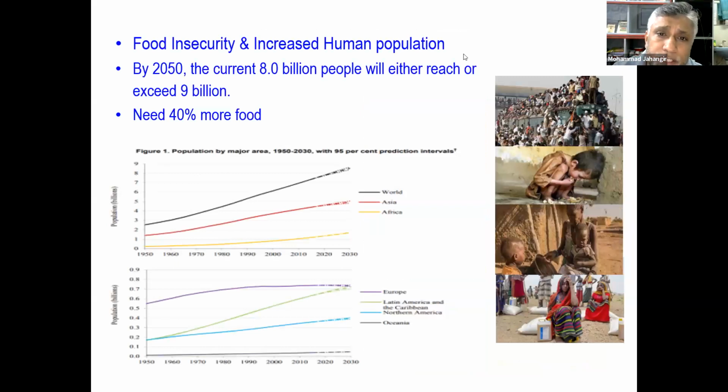If we think globally, food insecurity is rising. Especially by 2050, maybe we need to increase food by about 40% from our current production, while we have problems with land degradation, salinization, acidification, flooding, and other climatic hazards. And these challenges of producing food are actually the main business of global leaders. By 2050, the current about 8 billion people will either reach or exceed 9 billion. That means we need 40% more food from limited land resources, because land resource is not constant.